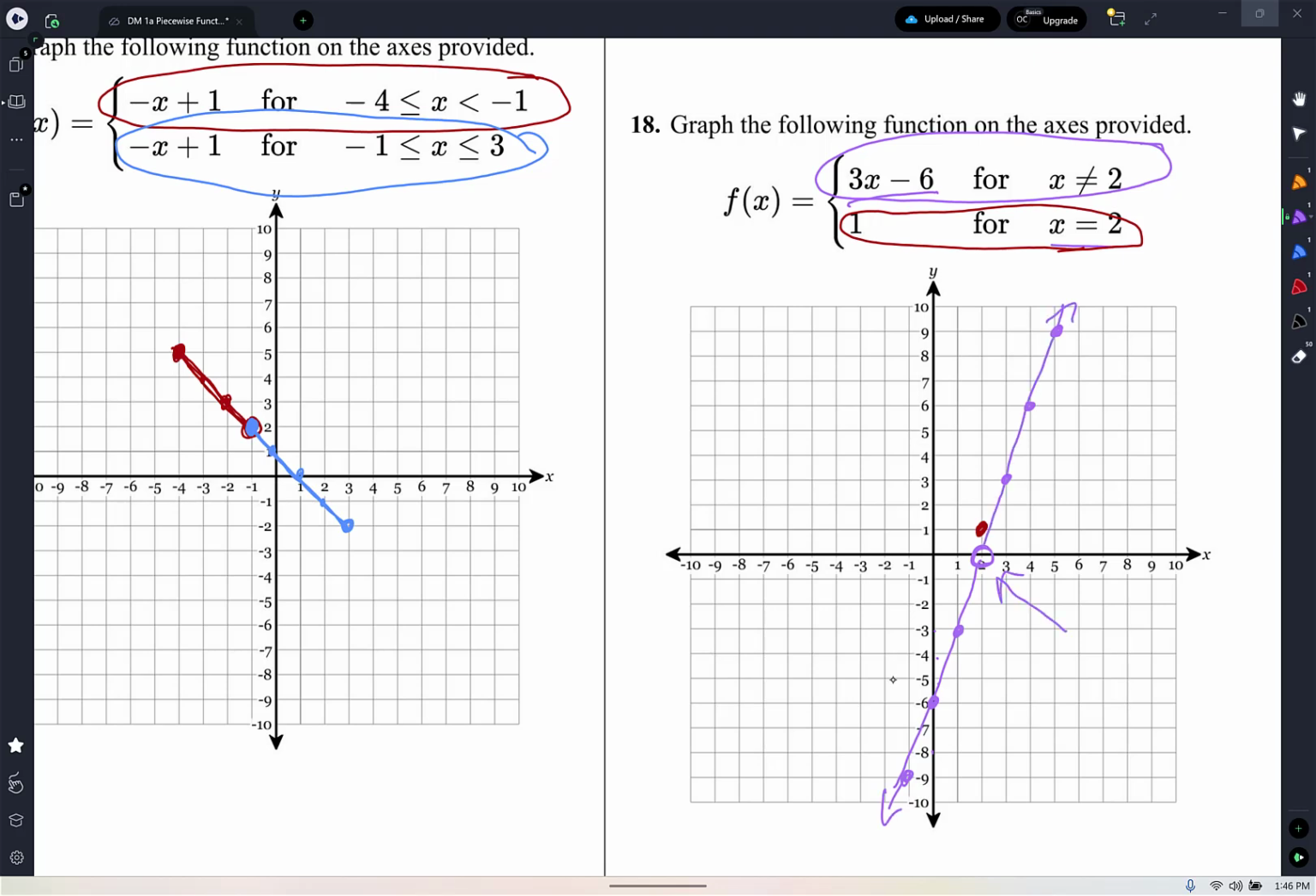Make sure that you write that you have a hole at 2, 0.